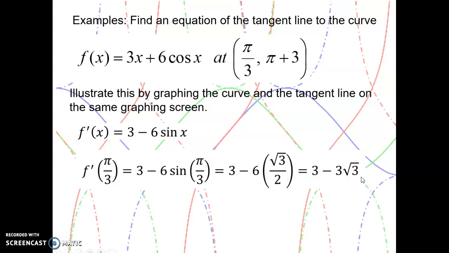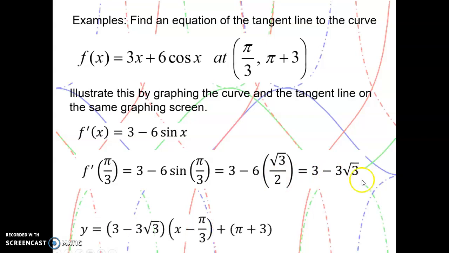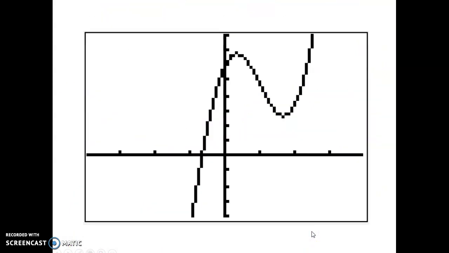Now let's put it into the equation of a line. So if we put it into an equation of a line, here's our slope. Y equals the slope, which is 3 minus 3 radical 3, parentheses, x minus the x coordinate of the point of tangency, which is pi on 3, plus the y coordinate. Now if I graph them on the same set of axes, you can see that this works just fine.